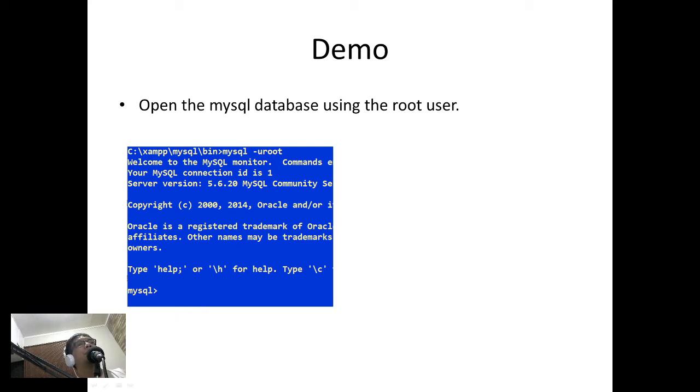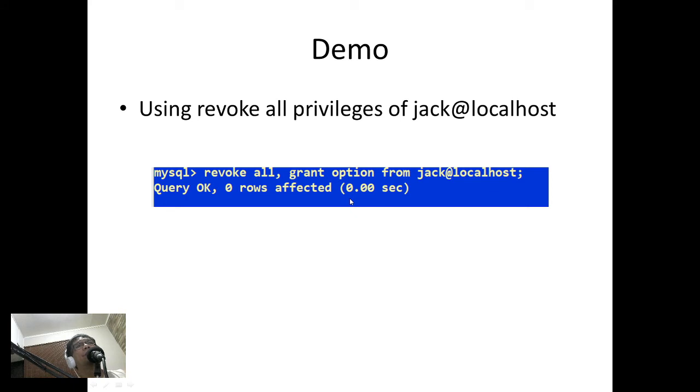You notice here, this is how we open. You can also place -p so that the password will be prompted, but in this particular example the root has no password. Of course, in reality, don't do that. Then revoke all privileges of JAK at localhost. So revoke all, comma, grant option. Actually, JAK does not have a grant option, but let's just try to do that, from JAK at localhost. That means all privileges of JAK were revoked.